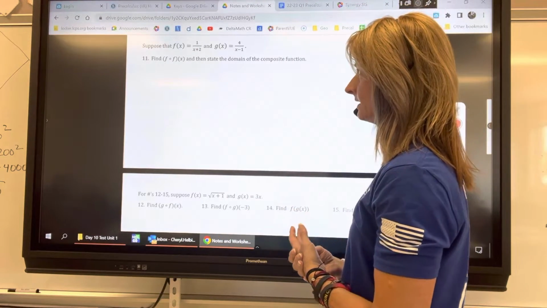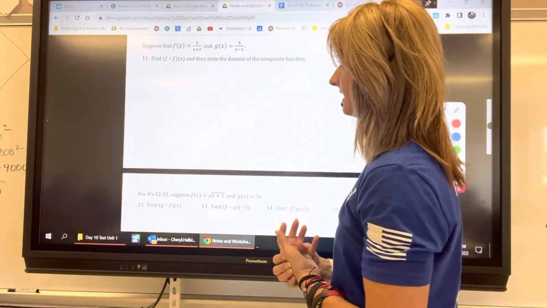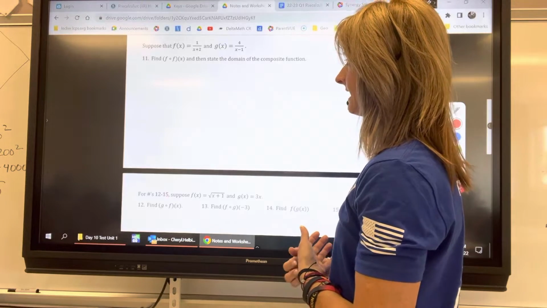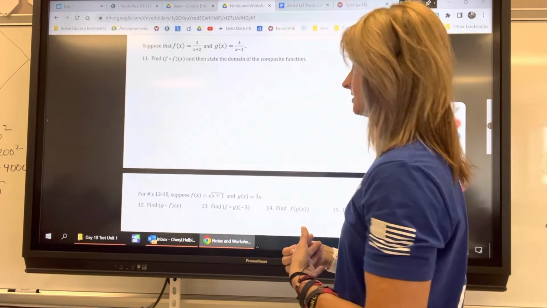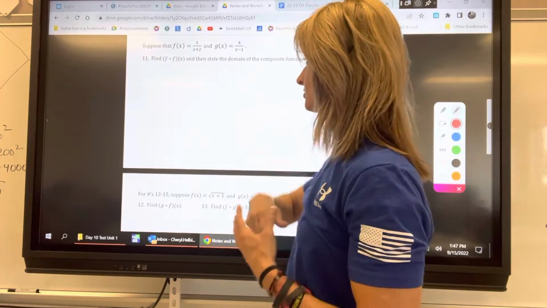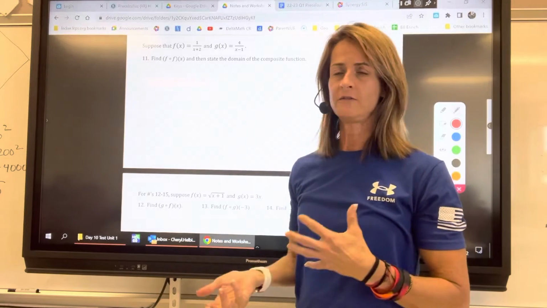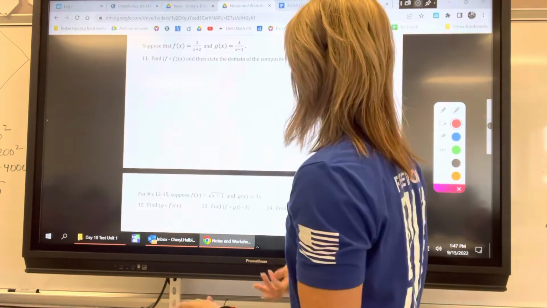and g of x equals 4 over x minus 1. In problem 11, we actually don't even need g of x because we are trying to find f of f of x and then state the domain of the composite function. So we went through problems just like this, very similar, where we found f of f of x just a minute ago. And then stating the domain is the tricky part. But let's go ahead and find f of f of x first, and then we'll worry about the domain.